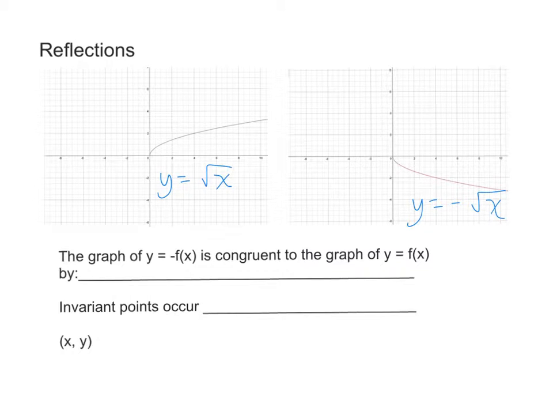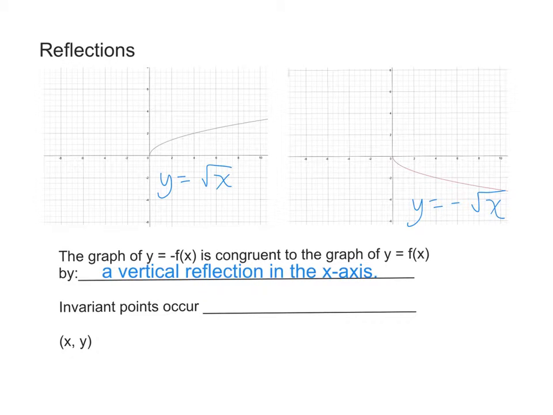So when we go to fill in this information, the graph of y equals negative f of x. So you take any function and put a negative in front of it. It's congruent to the graph of y equals f of x. So it doesn't change size or change shape. But it is, so here we have by a reflection, a vertical reflection in the x-axis.